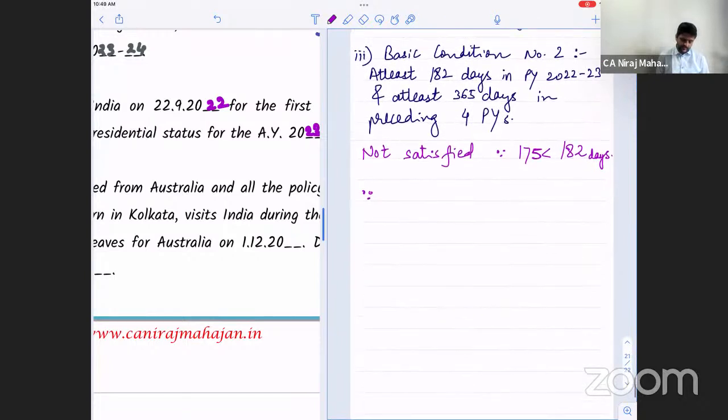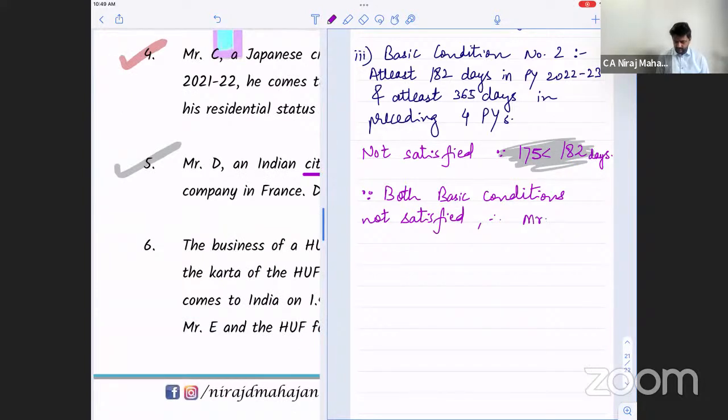Therefore, now written, since both... read properly, I had made a mistake over here. It is 175 is less than 182. You know? Since both basic conditions are not satisfied, therefore Mr. D is non-resident. Clear till here? For AY 23-24.